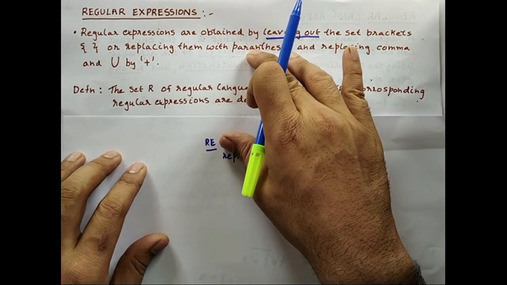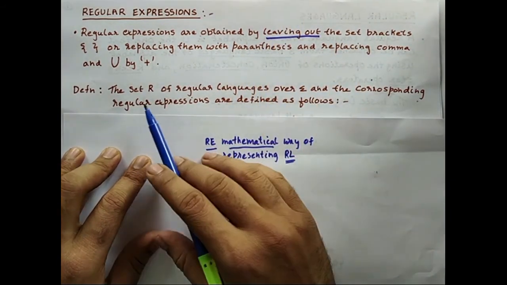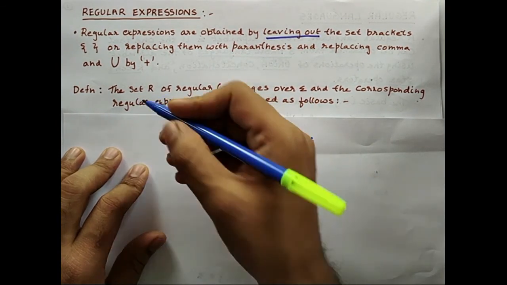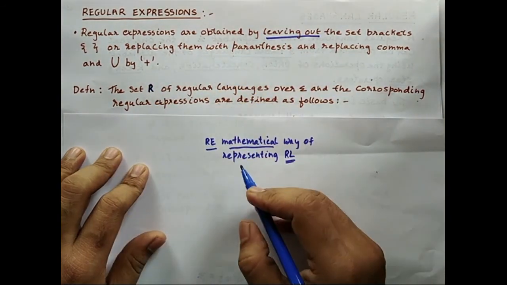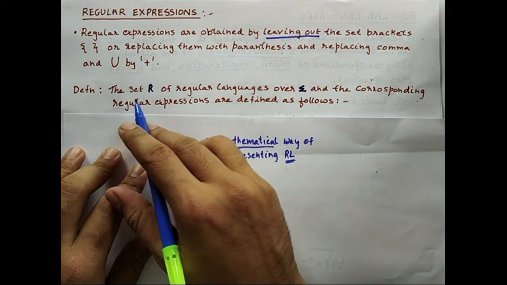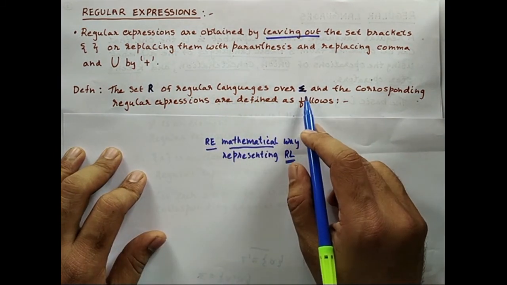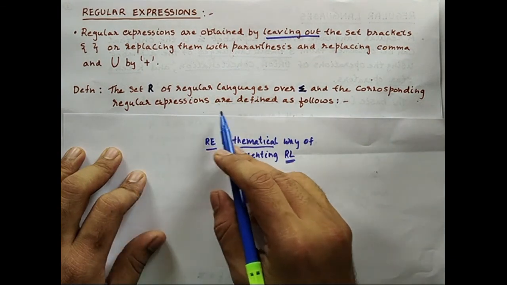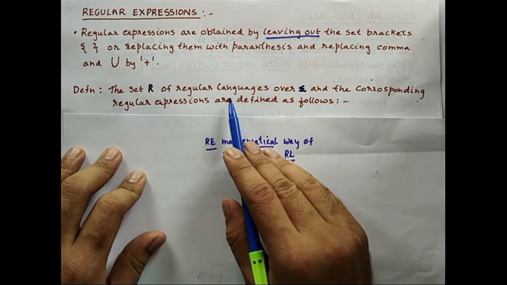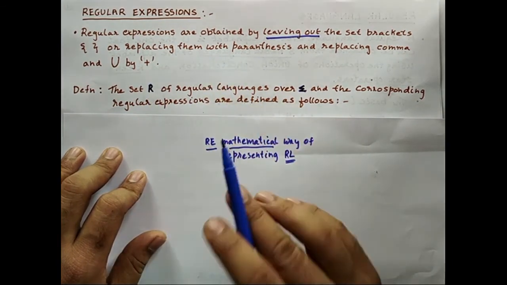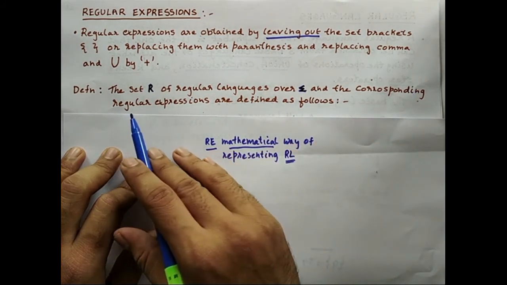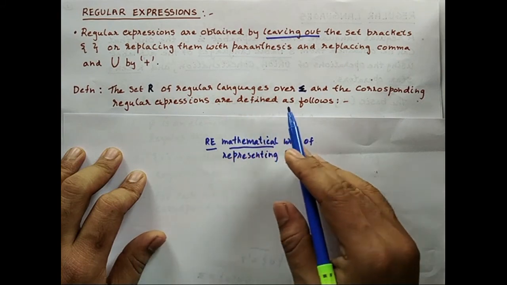So the definition of regular expression: the set R of regular languages over sigma. Suppose I consider R. R is a set of regular languages over the alphabet set sigma, and the corresponding regular expressions are defined as follows. So if R is a set of regular languages given to us, and the alphabet set sigma is also given to us, then the corresponding regular expressions for these regular languages are defined as follows.